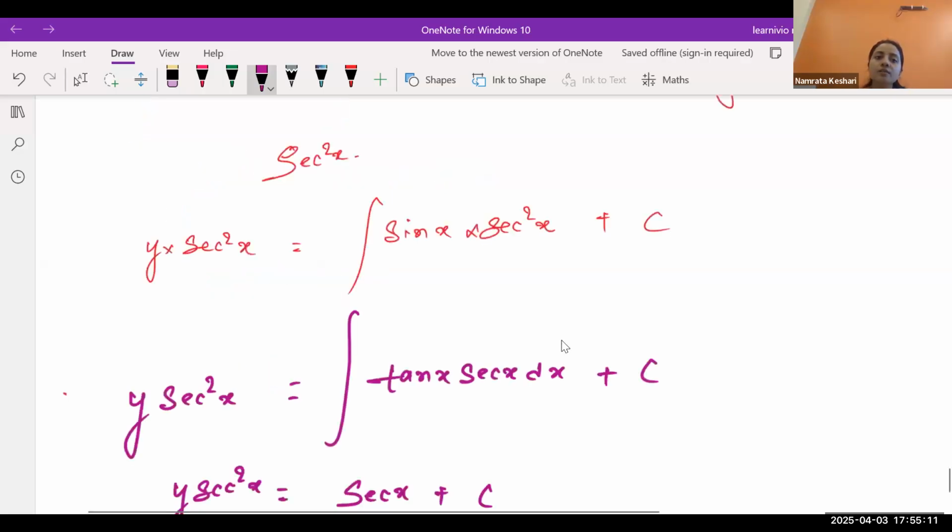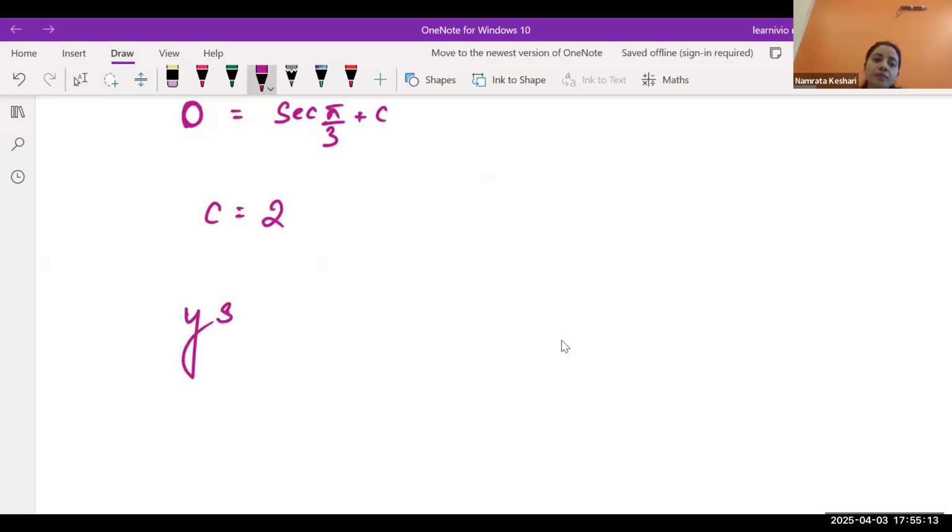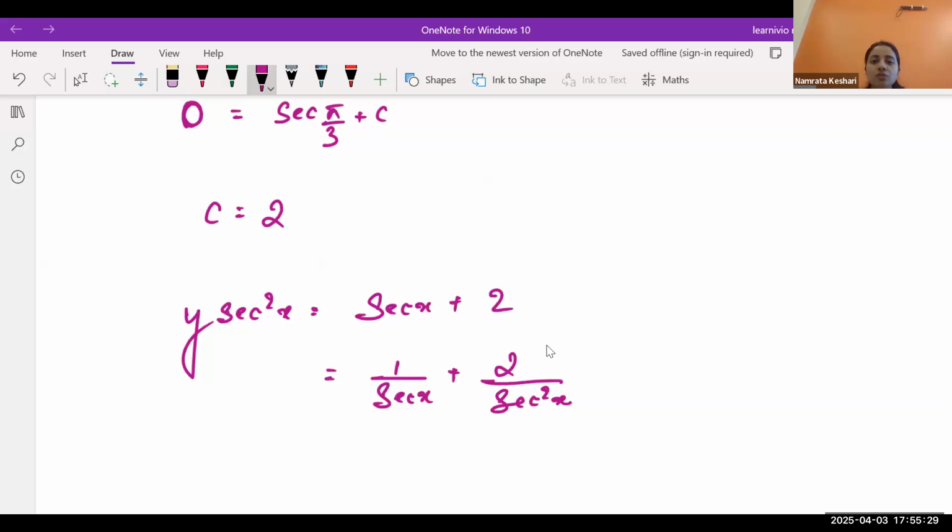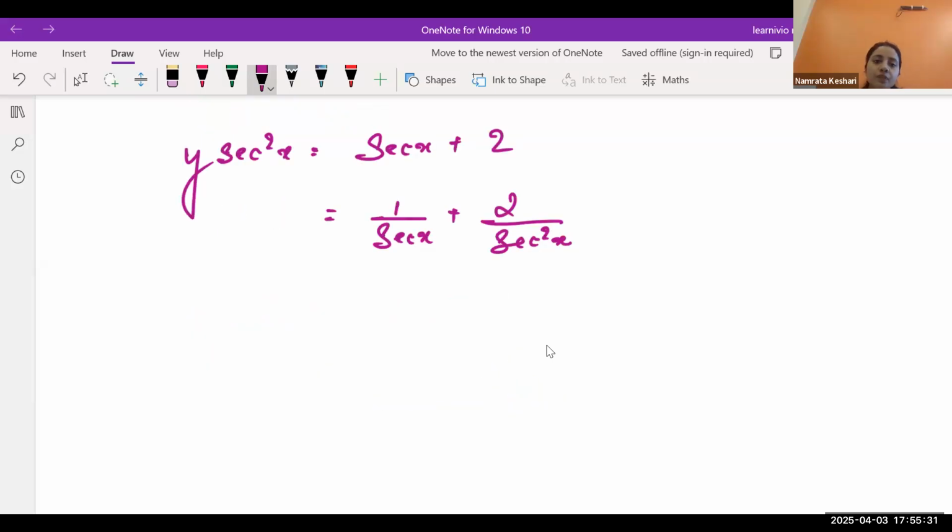We are getting y sec square x is equal to sec x plus 2. We can just take the sec square x to this side. So we will be having 1 by sec x over here plus 2 by sec square x. Okay. So we can write this is y, cos x, and this one will be just 2 cos square x.